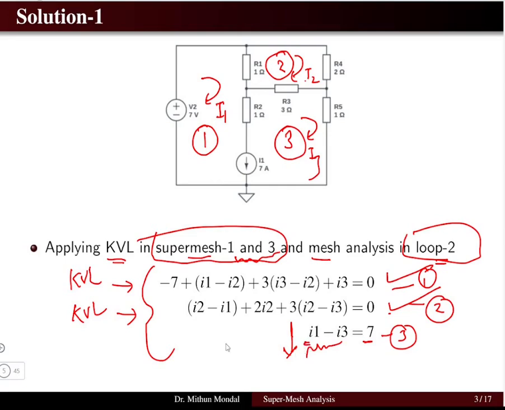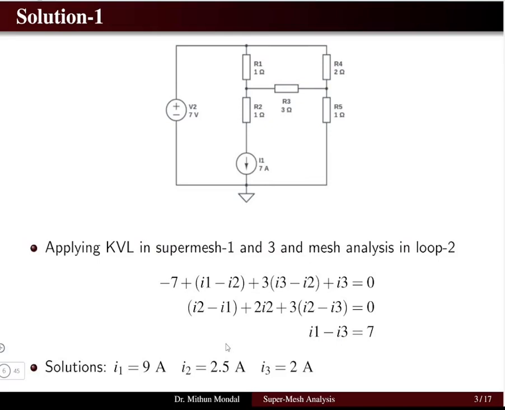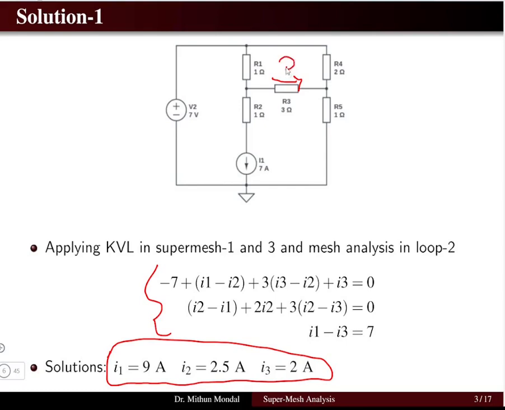So we have written these 3 equations, then we can solve the 3 equations in 3 variables to get the solutions of the 3 unknown variables I1, I2 and I3. So the current that is flowing in the resistor R3 is the final one that we need to determine. Here the current I2 is flowing, whereas on this side we have the current I3 flowing.